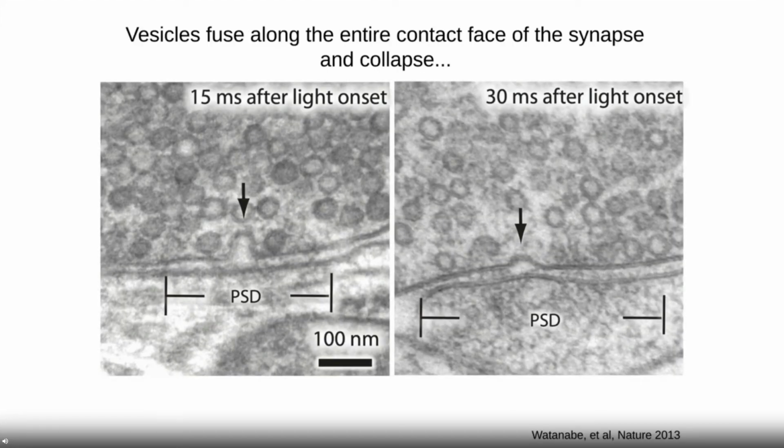So when we do flash and freeze, we can see some cool stuff. So we can actually capture what's going on at the synapse during neurotransmission. So for example, you can actually see synaptic vesicles, this process that happens in hundreds of microseconds to milliseconds, these synaptic vesicles that have fused with the plasma membrane and are now having their membrane collapse into the plasma membrane.